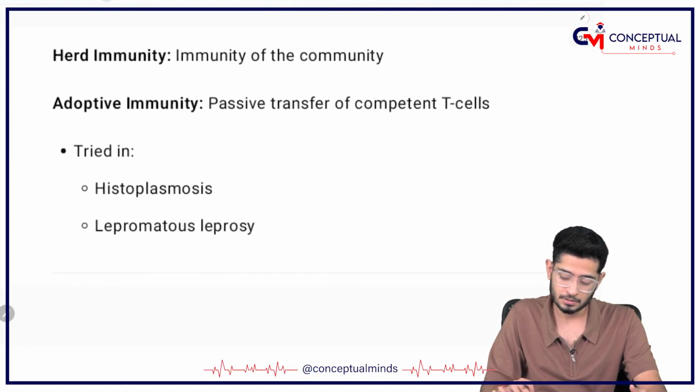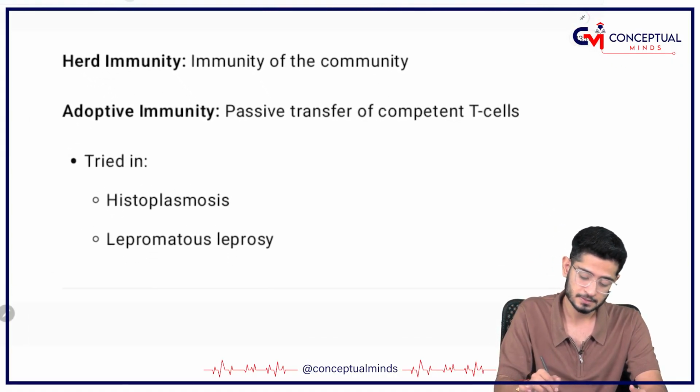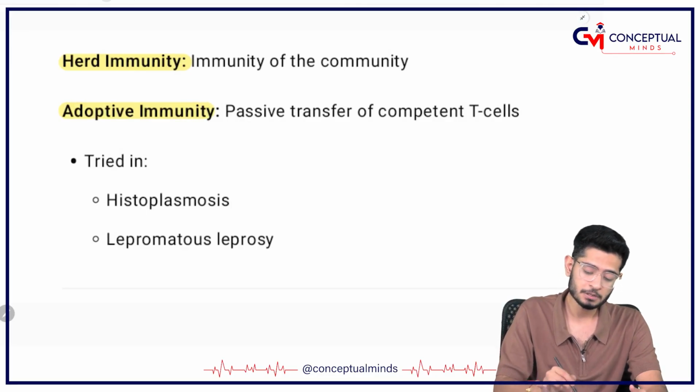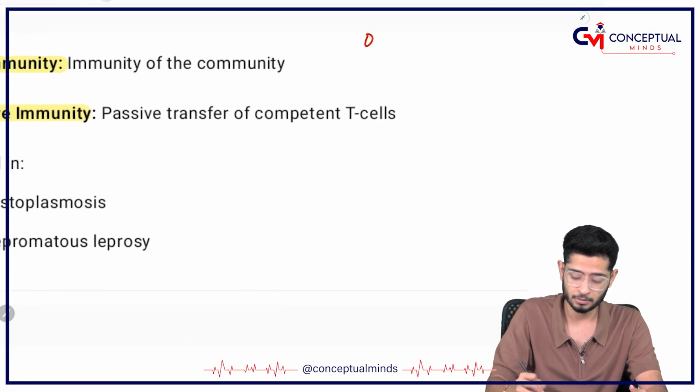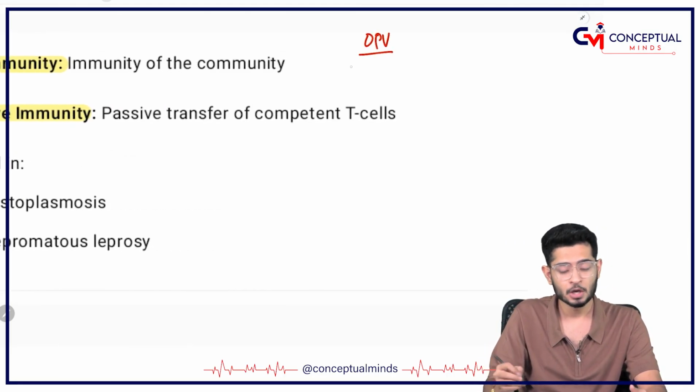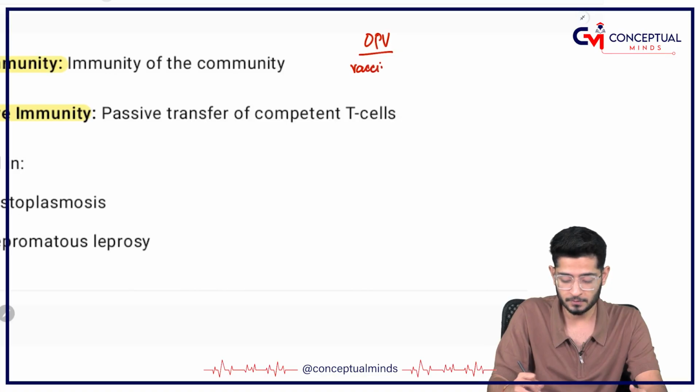Coming on to the last concept of this video, what are the differences between herd immunity and adoptive immunity? Herd means that the whole community is going to get that immunity. Now for example, you are giving OPV, right? So you are giving what? You are giving OPV vaccine, and that's the oral polio vaccine.